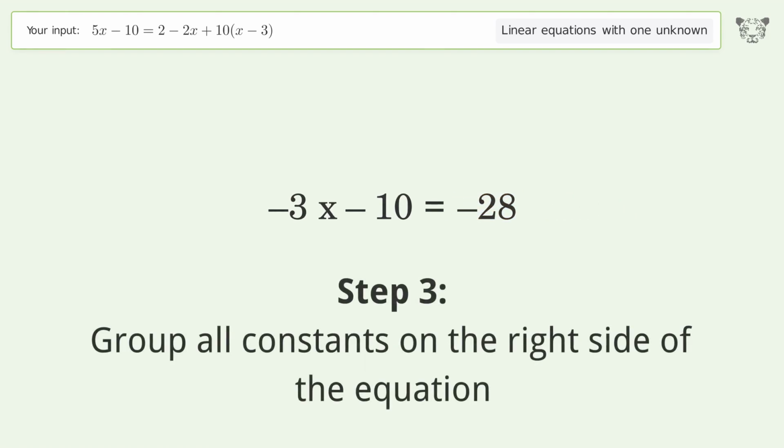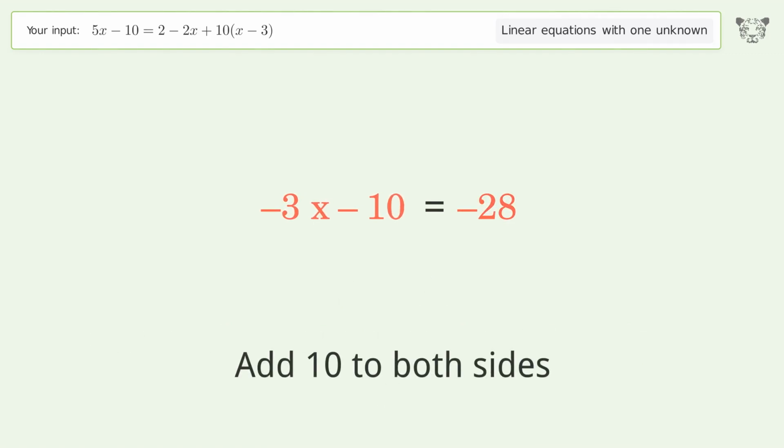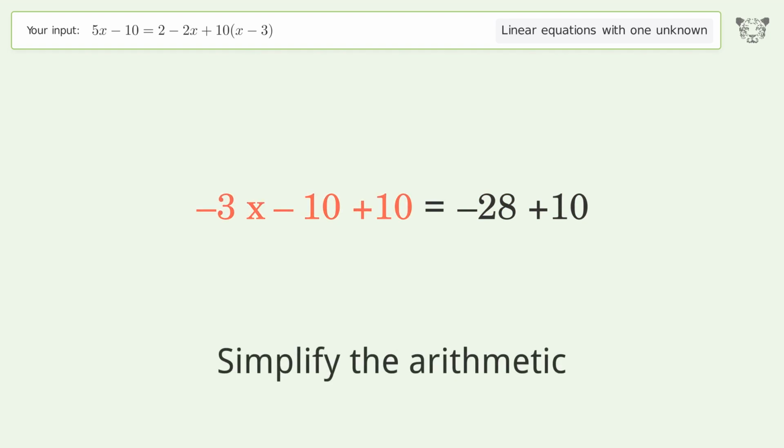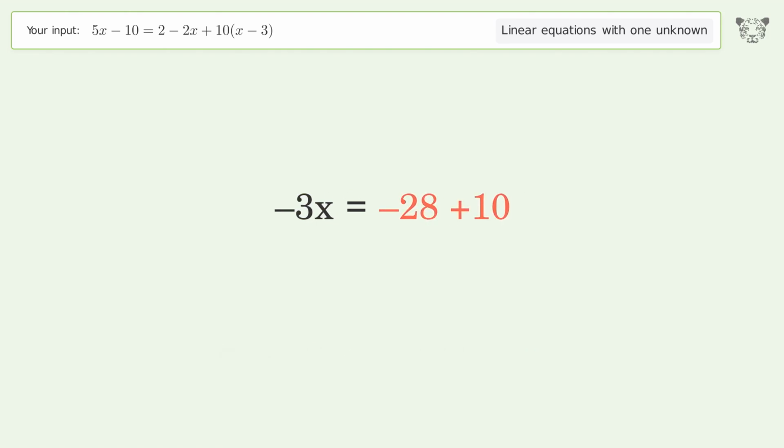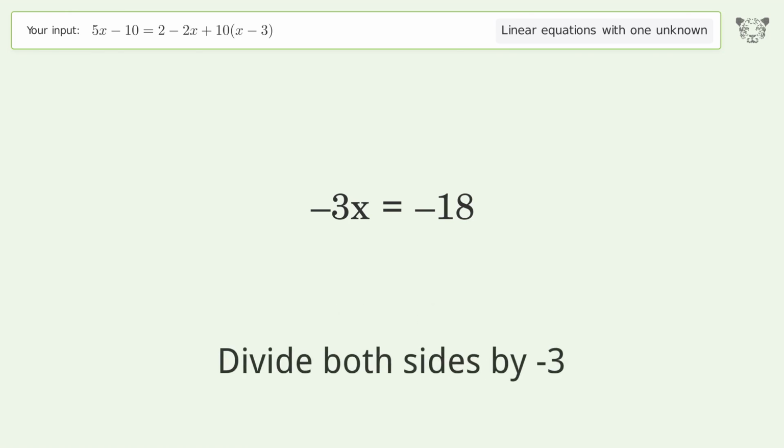Group all constants on the right side of the equation. Add 10 to both sides. Simplify the arithmetic. Isolate the x. Divide both sides by -3.